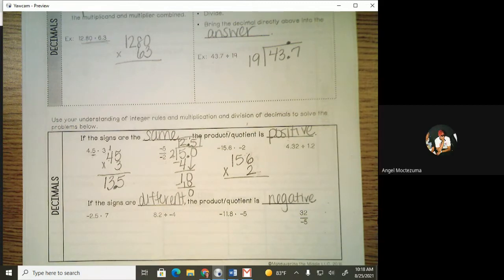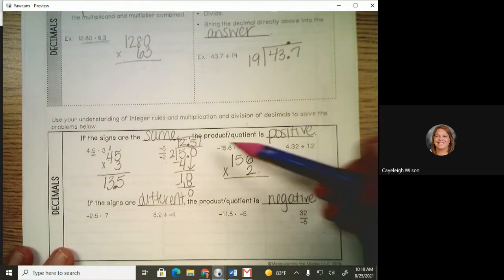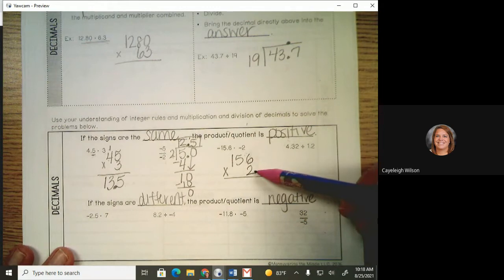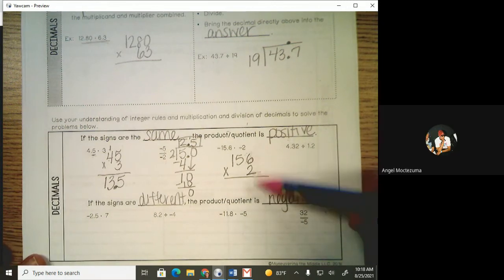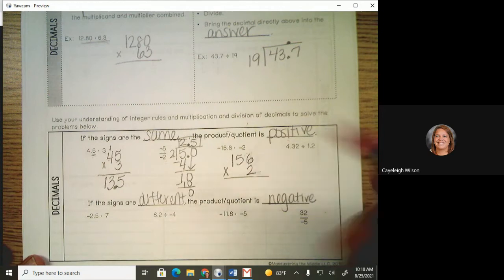Miss Wilson, wouldn't that be negative 13.6? On what? On the one we're doing. No. So I'm taking 15.6 times 2, and you're going to start multiplying. We're not going to talk about the answer yet until you multiply, okay? We'll do 2 times 6, then do 2 times 5, and then do 2 times 1.